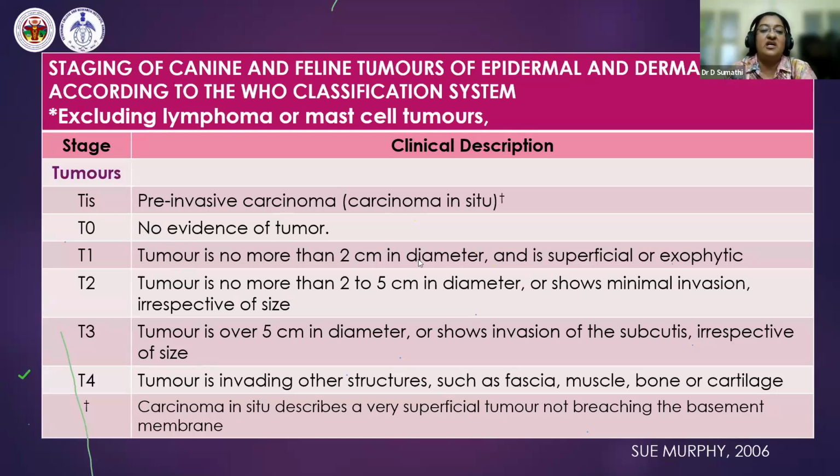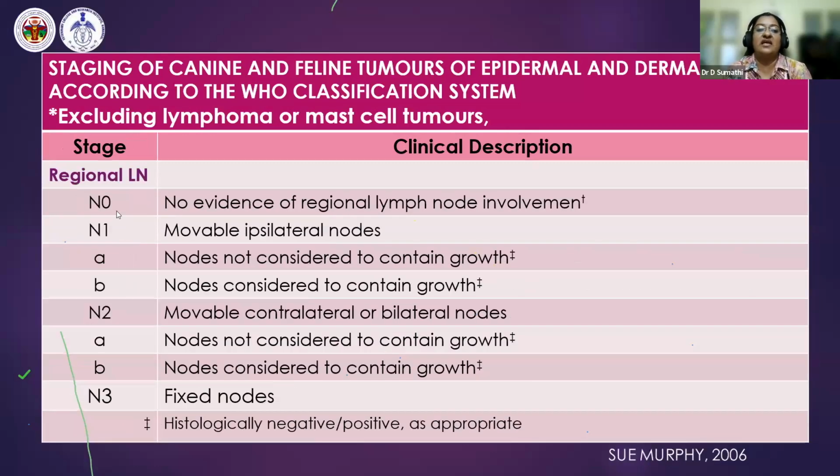TIS is a pre-invasive carcinoma, that is, carcinoma in situ: very superficial tumors that do not reach the basement membrane. T0 is no evidence of tumor. T1 is a tumor no more than 2 centimeters in diameter. T2 is more than 2 to 5. T3 is over 5 centimeters and there is an invasion to the subcutaneous. T4 is invading other structures like fascia, muscle, bones, etc. And coming to staging just based on the lymph node, we have N0, N1, N2, and N3.